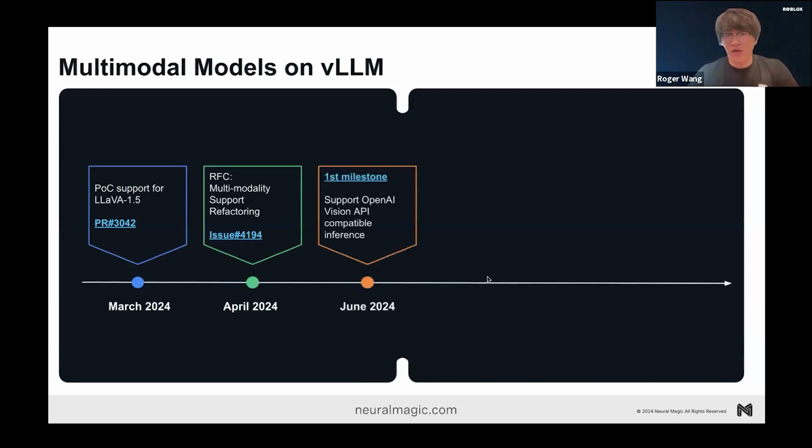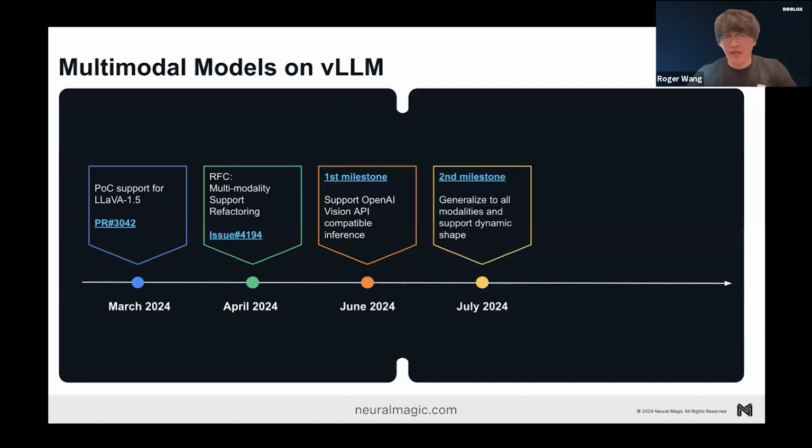The first milestone we achieved was in June 2024, when we refactored the first portion of multimodality to support end-to-end inference that's compatible with the OpenAI Vision API. That means you can use the vLLM OpenAI server to serve an open source model, but you can call it the same way that you call GPT-4V or GPT-4o.